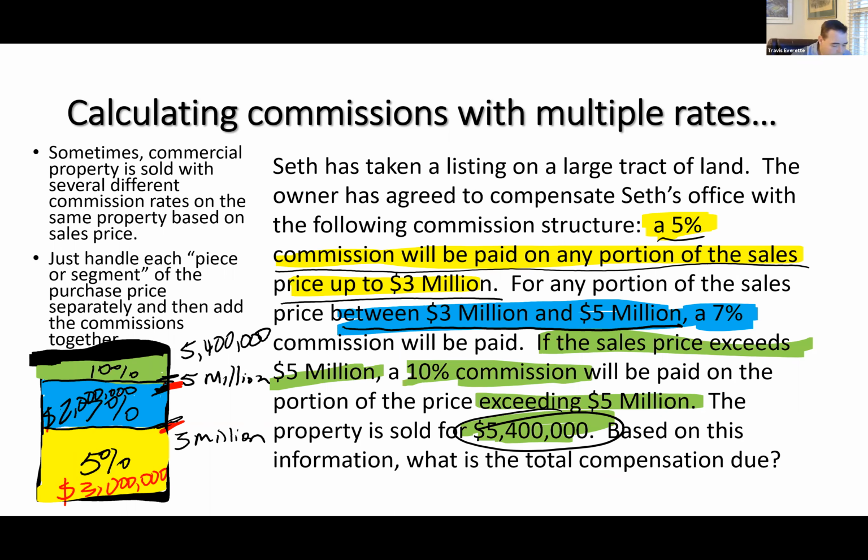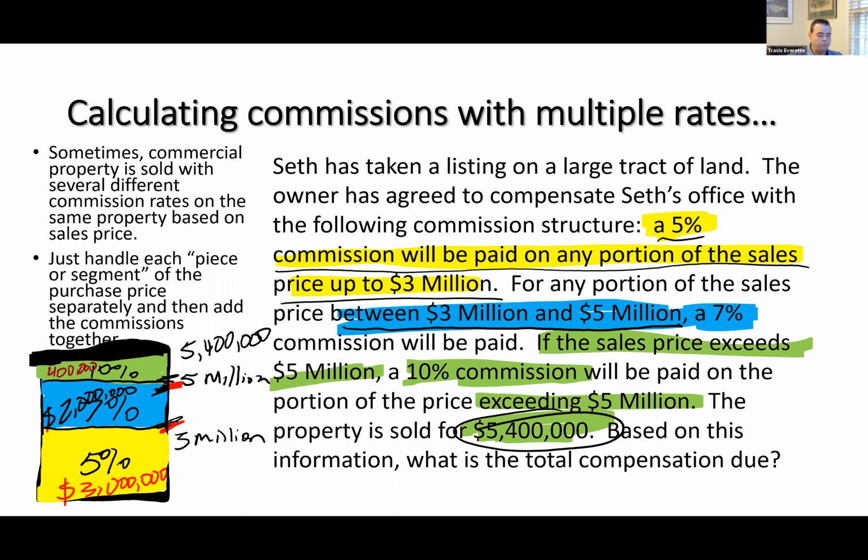And then up here in the top box, it says for any portion that exceeds 5 million. Well, we barely exceeded 5 million. We're not getting paid 10% on the whole thing. The first 5 million we've already taken care of. We're only getting paid for that last 400,000 up here. Now we can do something with this. Because essentially we have a 5% commission on $3 million down there at the bottom. In the middle, we have a 7% commission on $2 million. And at the top, we have a 10% commission on the last 400,000.